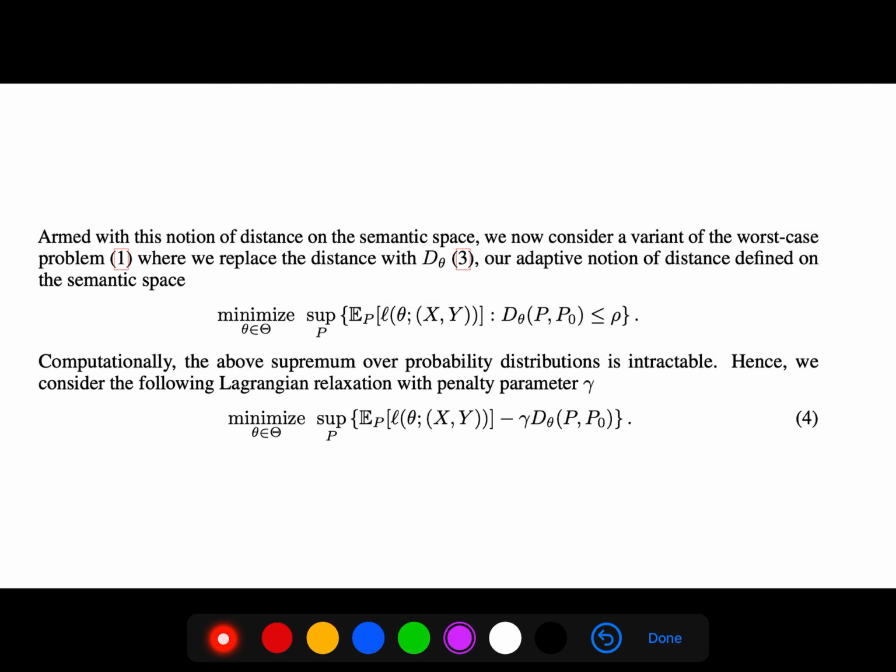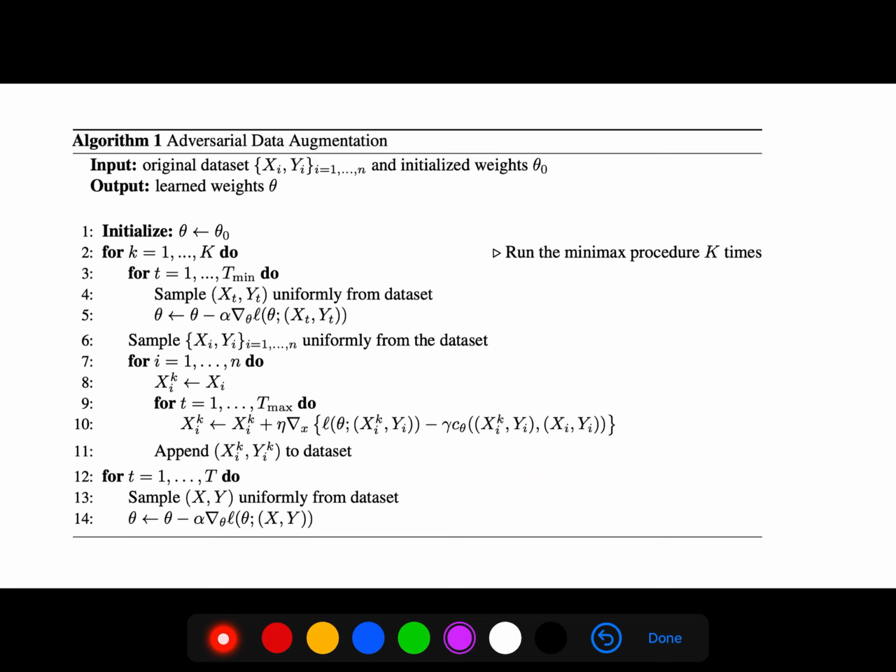But you know that this supremum is intractable, so we just use this Lagrangian relaxation with penalty gamma here, the penalty. So we relax the problem. This is a technique in optimization. So we run the minimax procedure k times. We sample uniformly, then update. And here we are updating x.